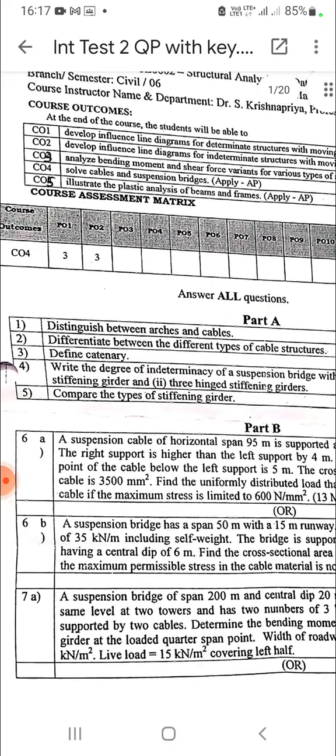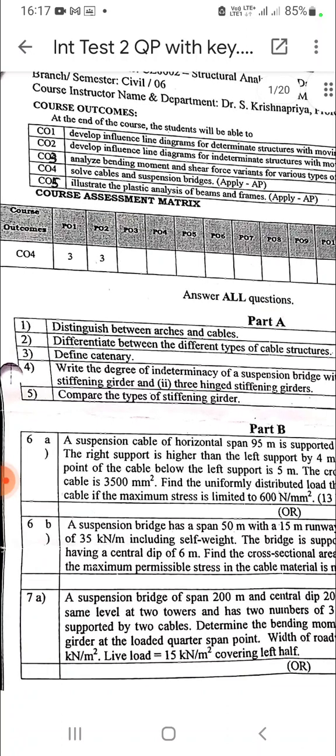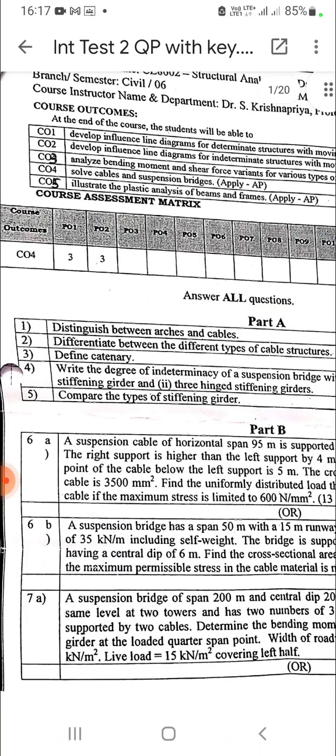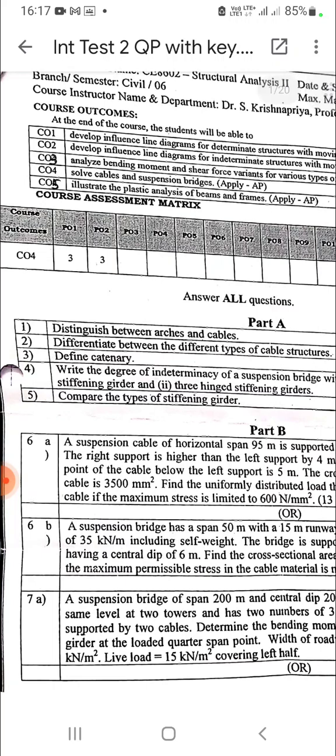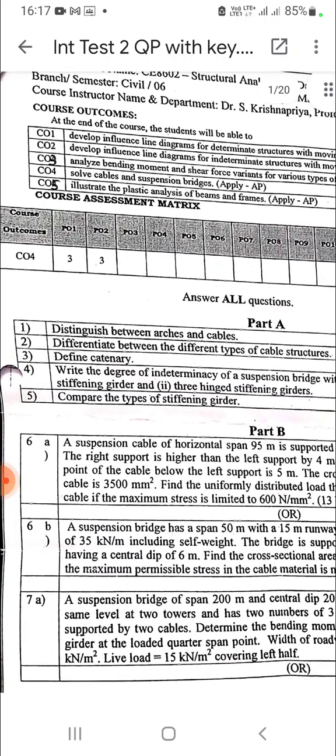And compare the types of stiffening girder. Fifth question, only two types, 2 hinge and 3 hinge. So what is the definition of 2 hinge? Hinges only at the supports. 3 hinge: hinges at the supports and at the center. That is the definition. Then you have a diagram.